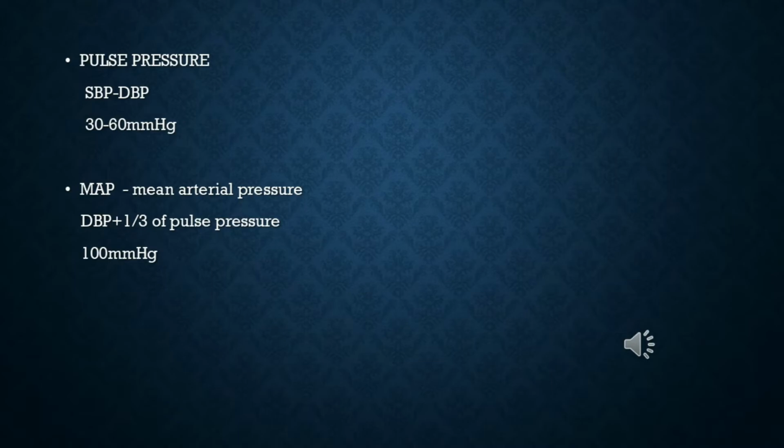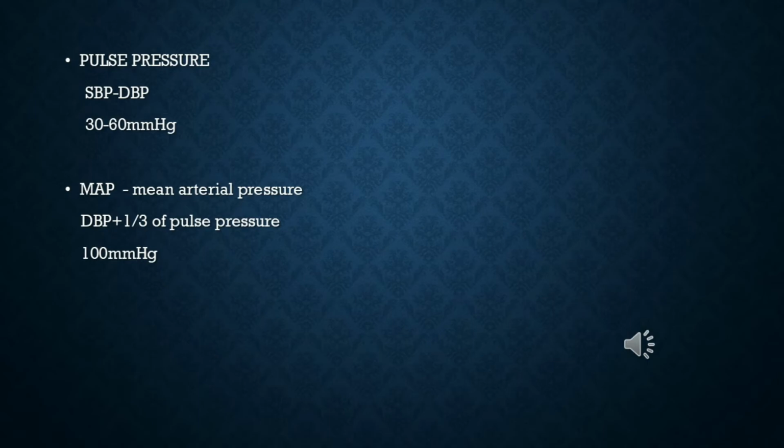Now, pulse pressure. Pulse pressure is the difference between the systolic and diastolic blood pressure. The normal range of pulse pressure is 30 to 60 millimeters of mercury. A wide pulse pressure is seen in patients with PDA, patent ductus arteriosus, and also in aortic regurgitation, but PDA is more common in children.